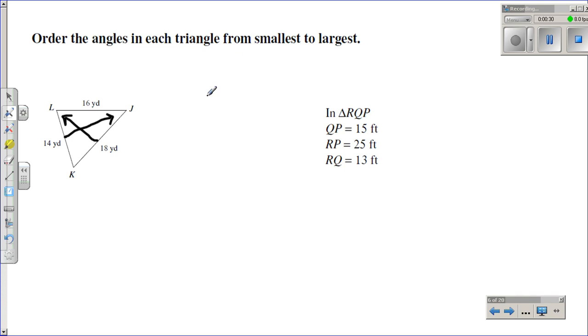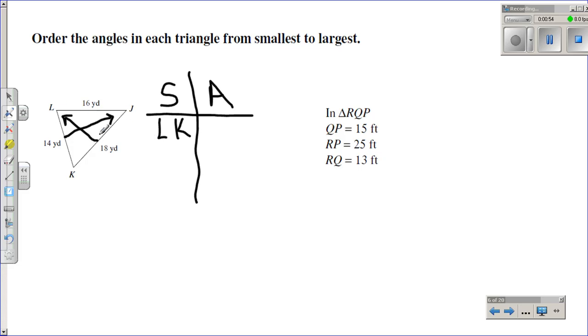Here is how I think the best way to set it up. We're going to make this chart every time where we have S, which stands for sides of the triangle, and A, which stands for angles. This question says, list the angles from smallest to largest. So what I'd do is I'd look at the smallest side. In this case, it is LK.